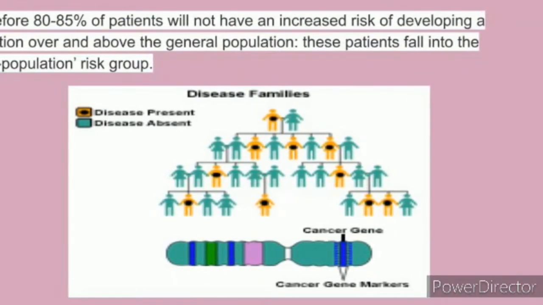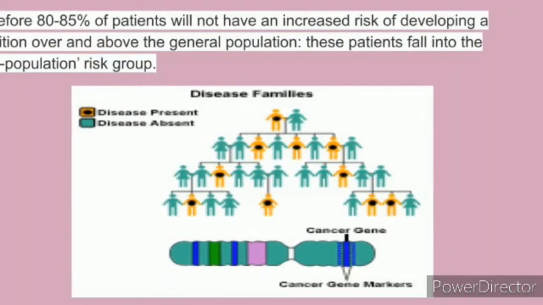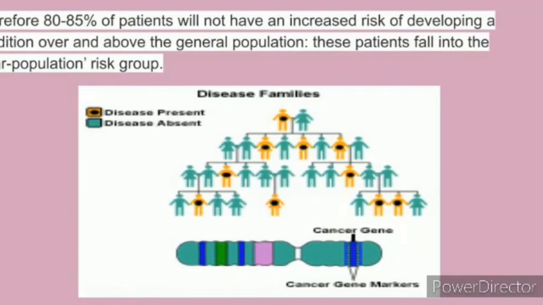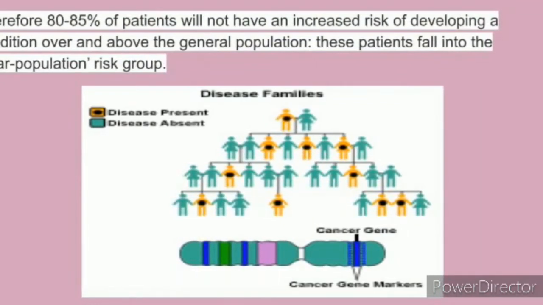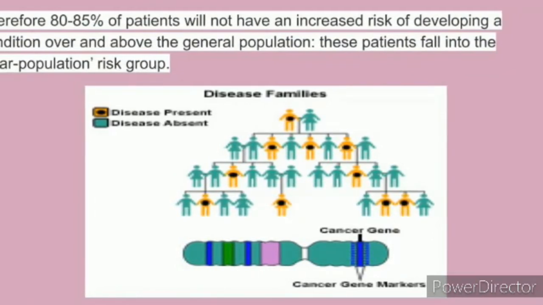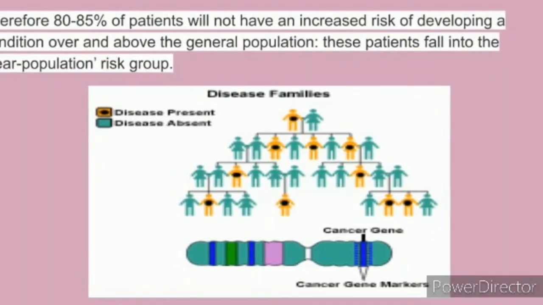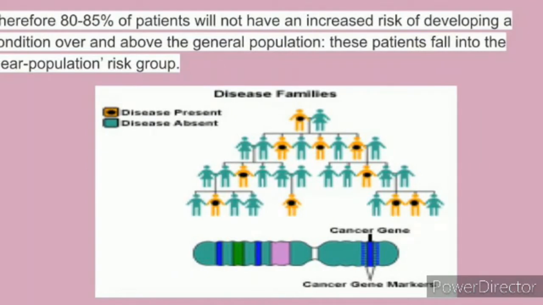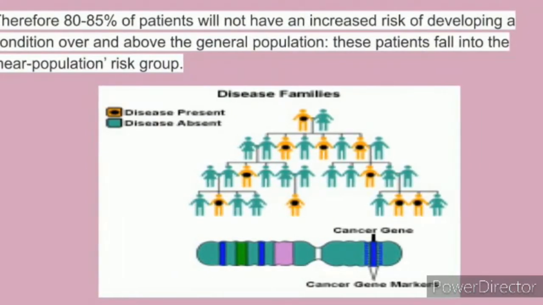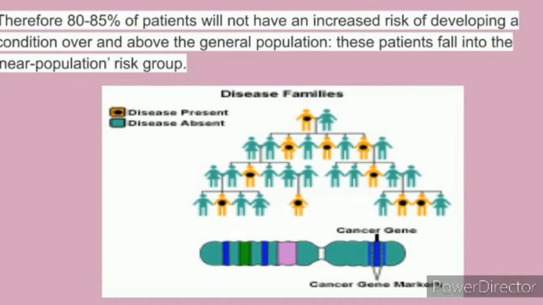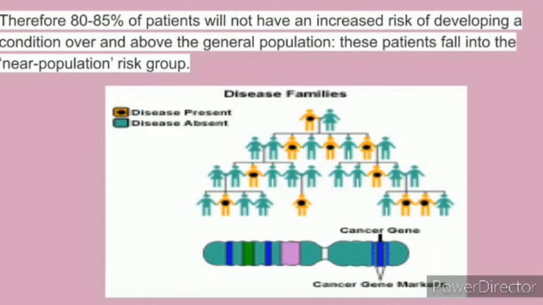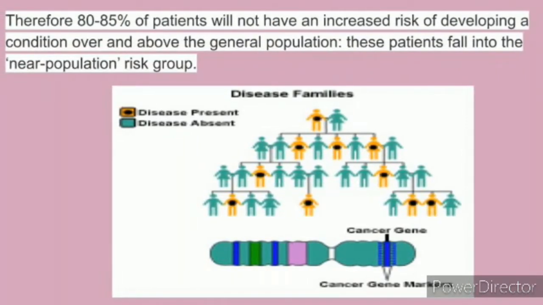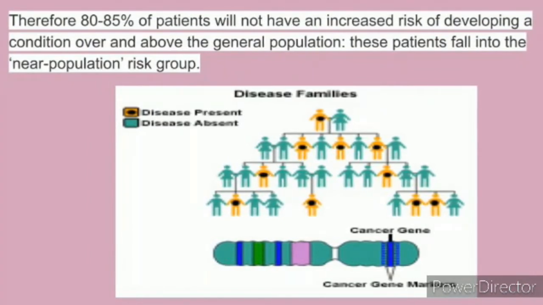These patients have been recognized to have an increased risk through epidemiological studies of families with relevant family histories. It is now known that the increased risk results from the effect of multiple genes, each individually contributing a small increase in risk, and their interaction with environmental factors. This is known as polygenic risk. Therefore, we can see that 80 to 85% of patients will not have an increased risk of developing a condition over and above the general population. These patients fall into the near population risk group.